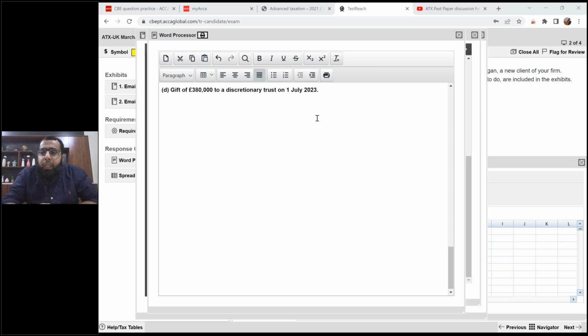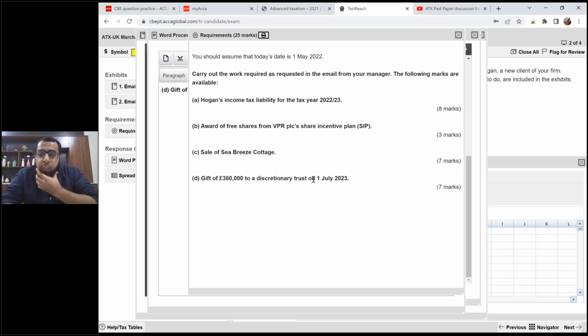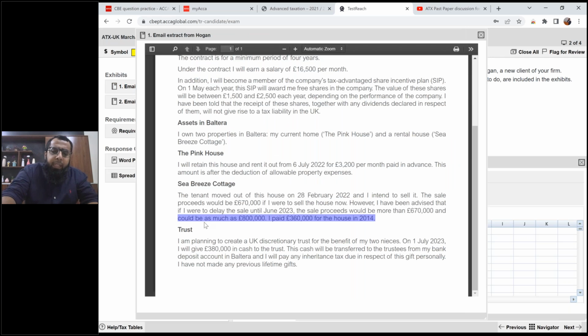Okay, so we are moving to part D, which is the gift of £380,000 to a discretionary trust on 1st July 2023. It's a 7 marks requirement. For the examiner reports also, if you read them for a few papers, it's good, but again, it's not mandatory. Okay, let's look at it. Your more focus should be on doing past paper practice.